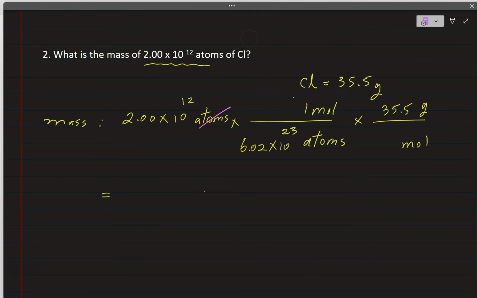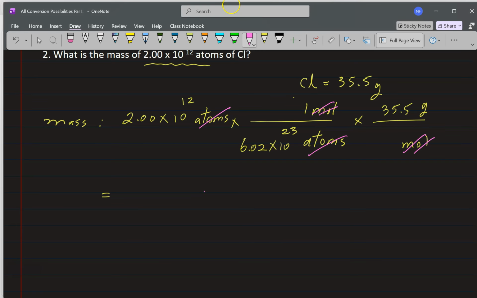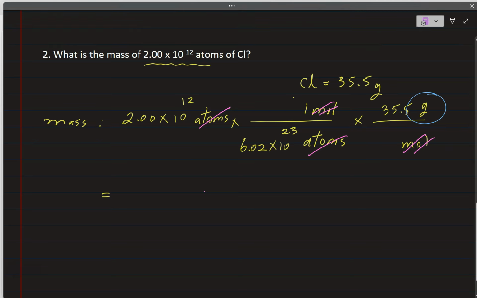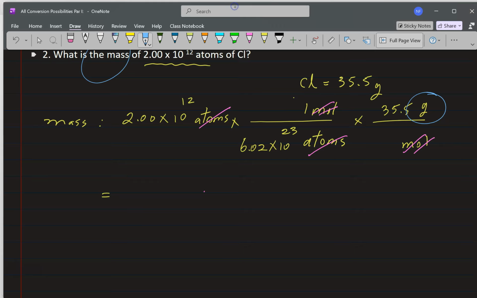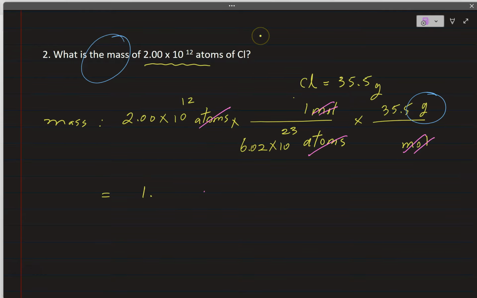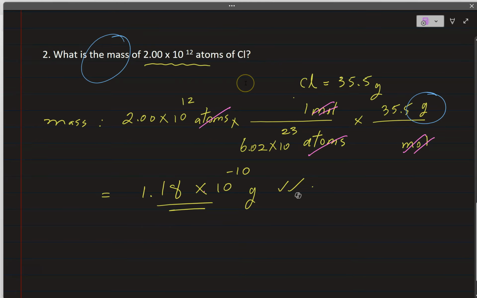Again, remember what's happening. Atoms and atoms divide. Mole and mole divide. What you're left with is only gram. And that's what you want. You want the gram, right? The mass that is left. Okay, so the answer is 1.18 times 10 to the power of negative 10 gram. Double check that, make sure it's right, and that's what we have. Okay, so that is the mass of the chlorine for that many atoms.